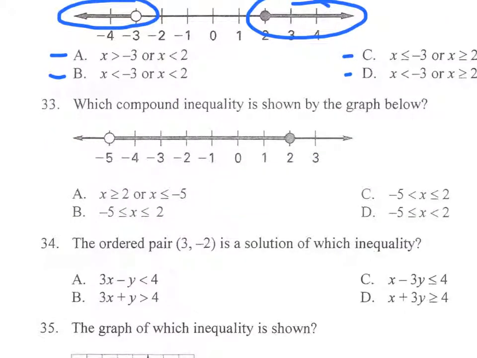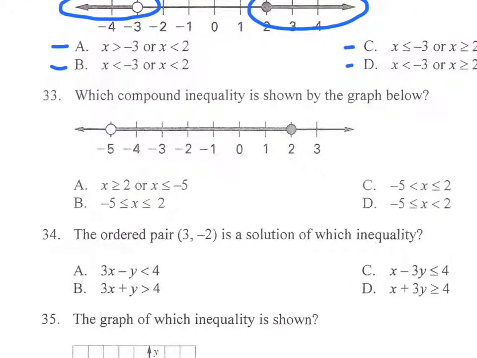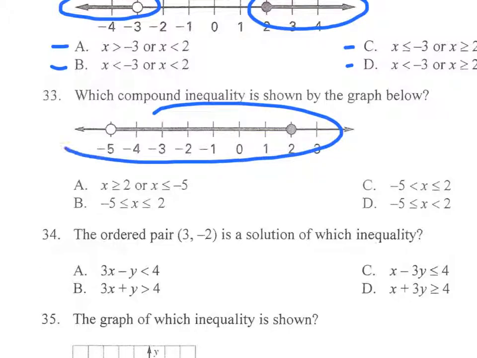Number 33, similar to 32, the only difference is we got a little bit different look. Sorry about that. Here we go. A little different look here. You got an open dot right here. You got a closed one right there on 2. Remember, if they're coming together, it's not an OR, it's an AND. So choose wisely here when you're looking at A, B, C, or D.